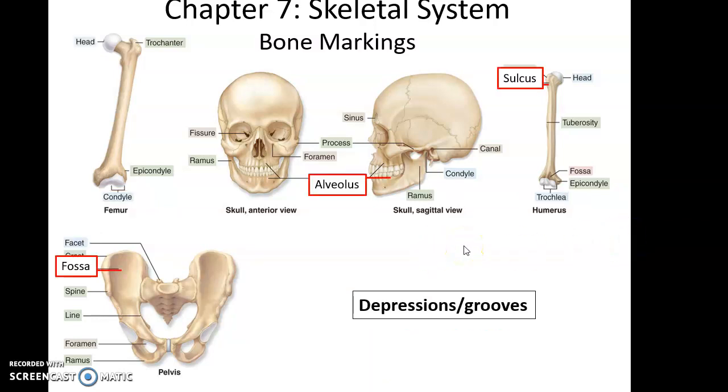All right, then there's also depressions and grooves. And these depressions and grooves are often there because something's found in that space. So we have alveolus, and alveolus is basically a socket. So the teeth fit into alveoli. Sulcus is a long groove running along part of the length of the bone, and sulcus is where you might find blood vessels, tendons, ligaments, things like that. And fossas are depressions, so they are kind of bowl-shaped, and they allow things to sit in those spaces.